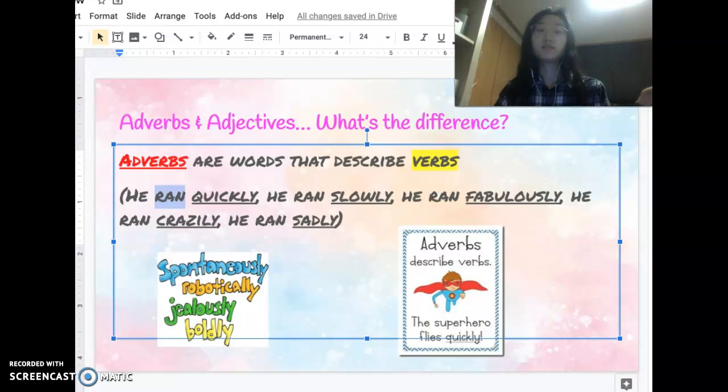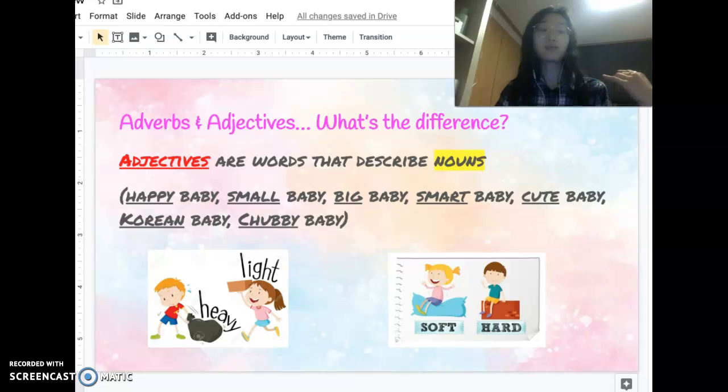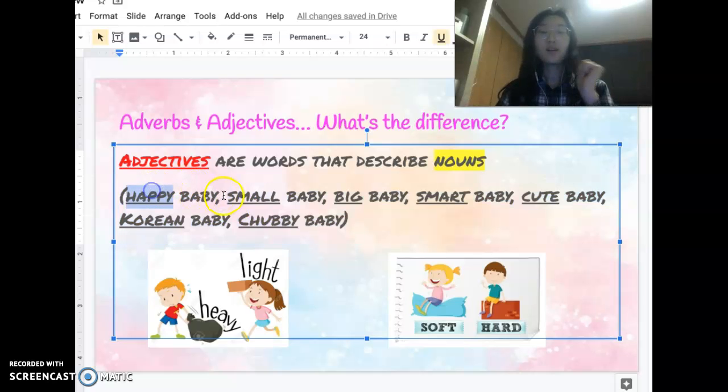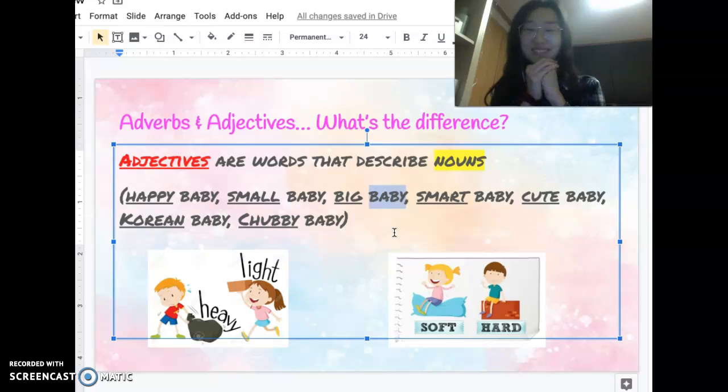Adjectives are different. They describe nouns, person, place, thing, or idea. So, happy baby, small baby, big baby, smart baby, cute baby, Korean baby, chubby baby. All different words that describe a baby or babies. So all of these words describe the noun. Which noun? Baby. Baby is a person, place, thing, or idea. It's a person.